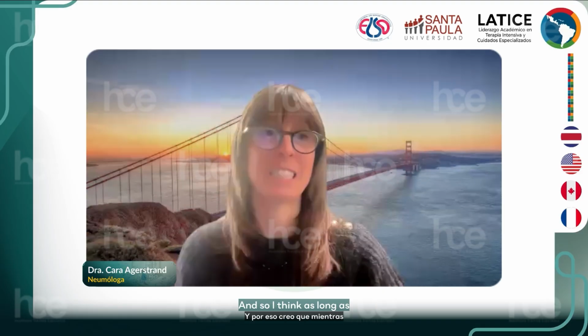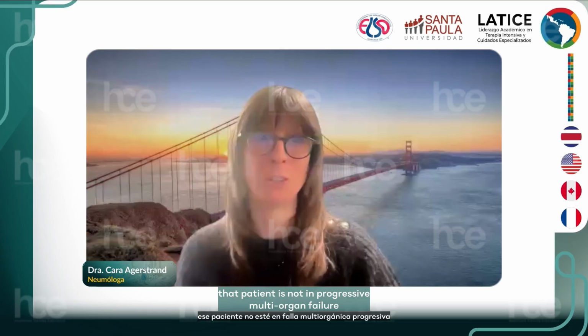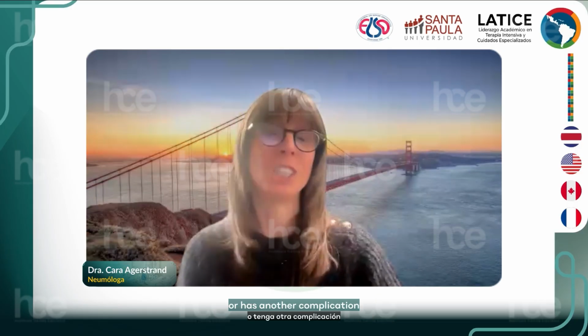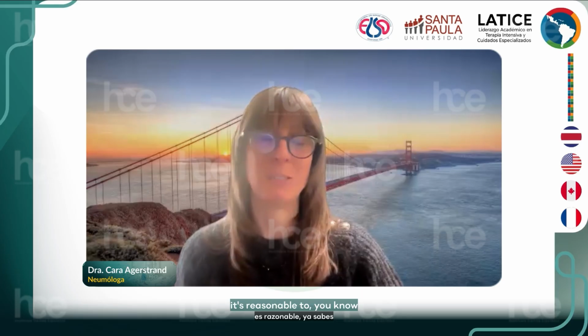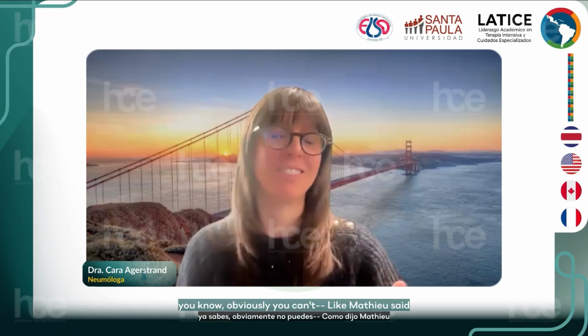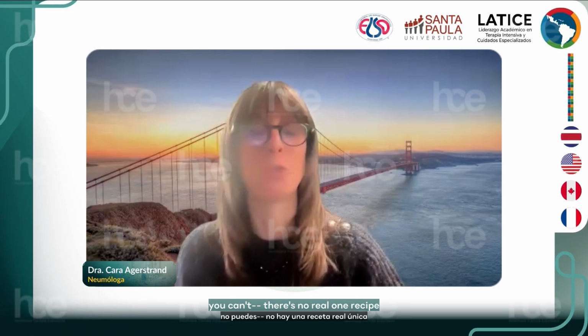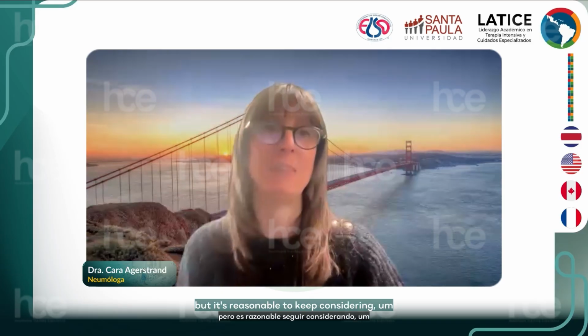And so I think as long as that patient is not in progressive multi-organ failure or has another complication that is really going to prohibit or limit their recovery, it's reasonable to, like Mitsu said, there's no one real recipe, but it's reasonable to keep considering and continuing to support them.